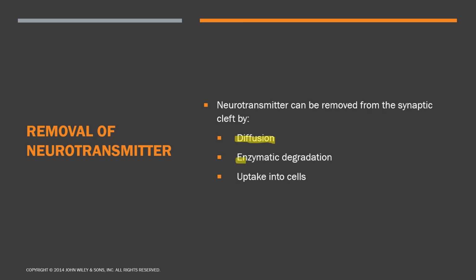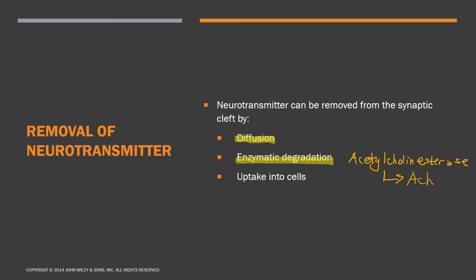The second way would be enzymatic degradation. Certain neurotransmitters are inactivated through enzymatic degradation. An example of this would be the enzyme acetylcholine esterase, an enzyme that breaks down acetylcholine in the synaptic cleft.